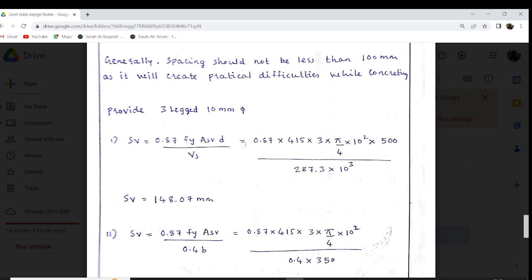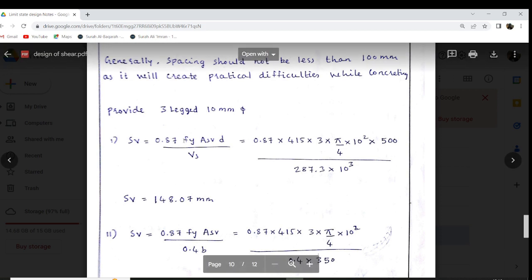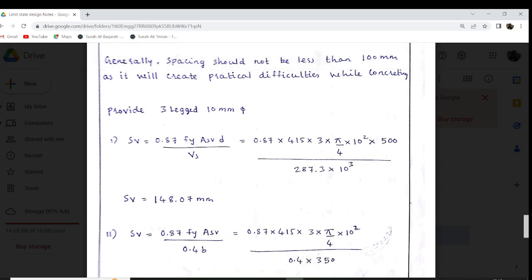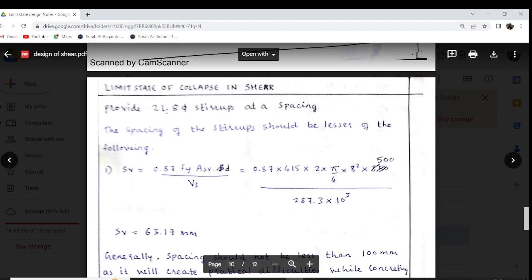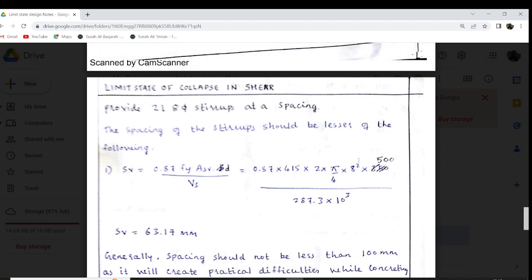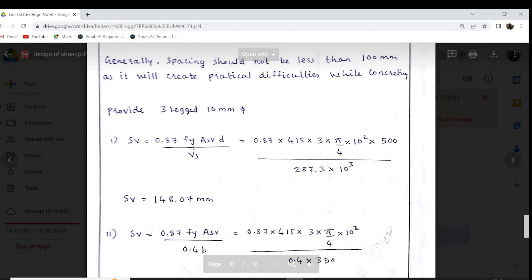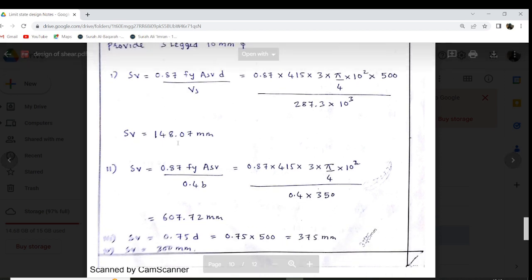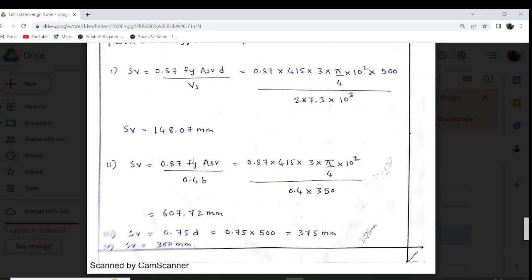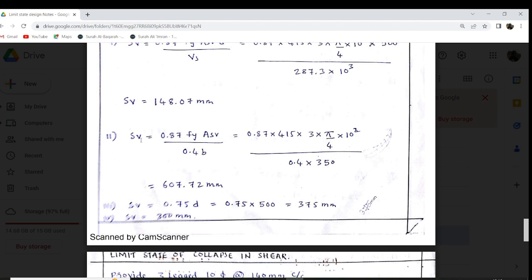Okay, so here simply what you have to do, 0.87 into Fy into ASV. Here we are changing the ASV. In the previous case, it was two-legged, 2 into pi by 4 into 8 square. Here, because the spacing is very less, we are increasing the leg, we are increasing the stirrups. So here ASV is 3 into pi by 4 into 10 square. Okay, so all the things are clear. The spacing is 148.07.